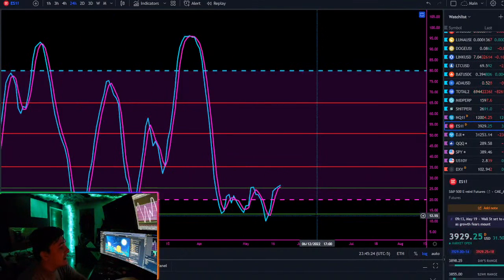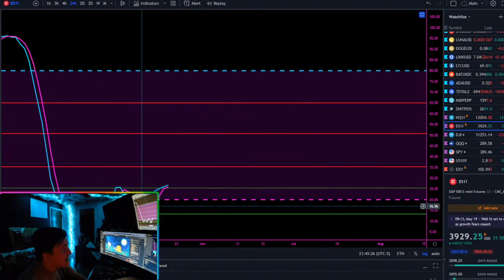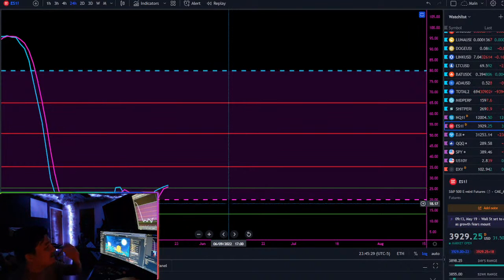Stochastics eerily similar as well. Chop it around, sideways, sideways, sideways, indicative of more sideways continuation. Until we see a breach and confirmation of resistance breaking or support breaking, I'm looking for that sideways direction here.